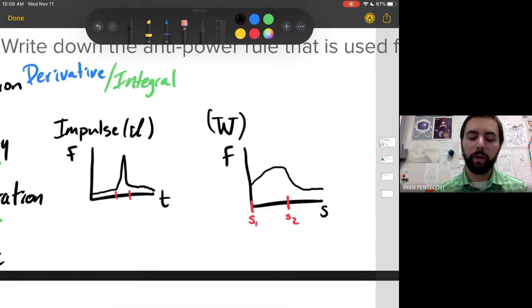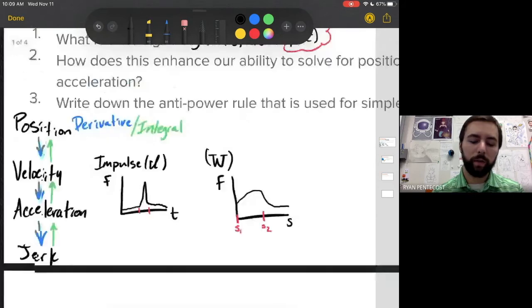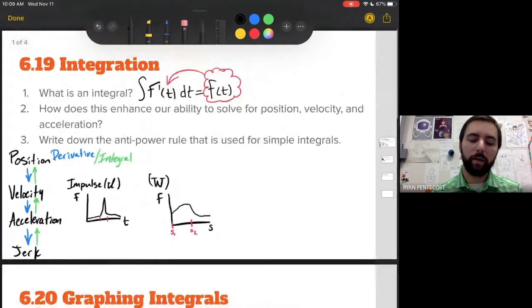It allows you to identify, let's integrate from 5 seconds to 8 seconds and see how much impulse was there, or integrate from the 3 meter mark all the way to the 8 meter mark and how much work was done in that motion. So that enhances our ability and gives us another tool in our tool belt as we are trying to mathematically work our way through physics.